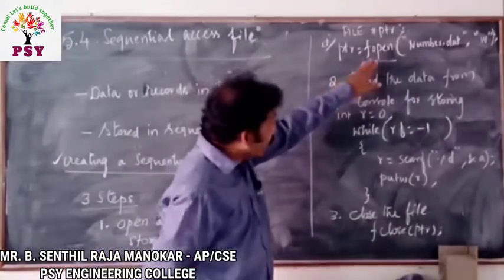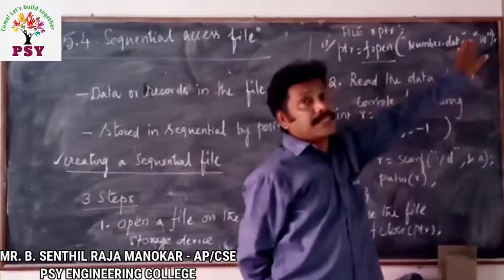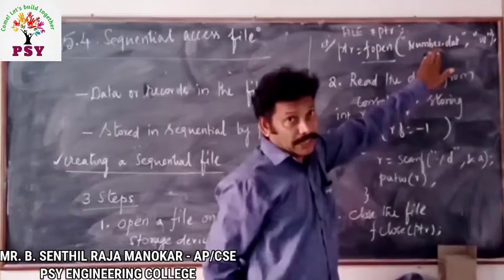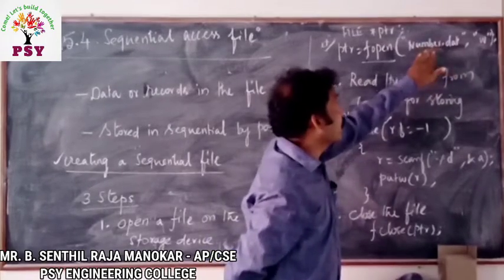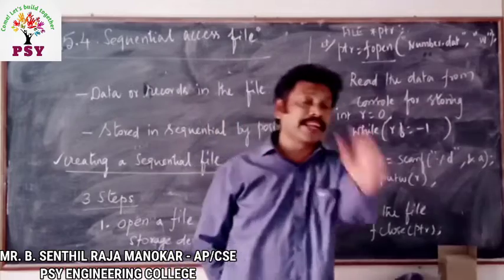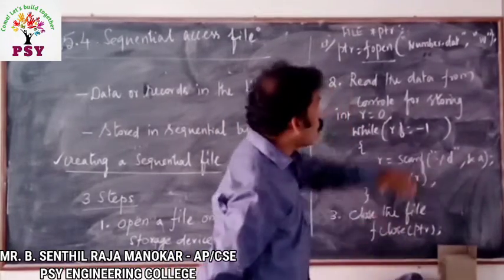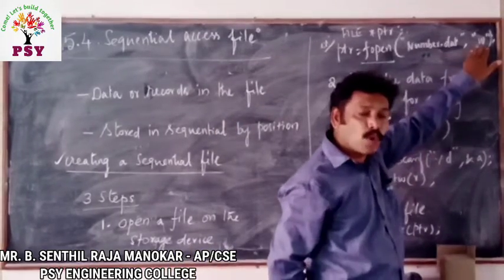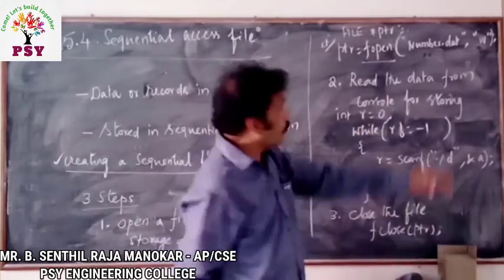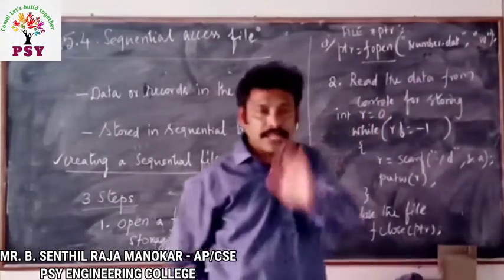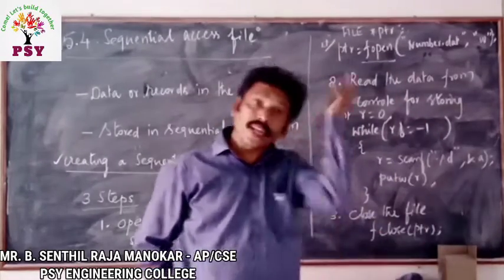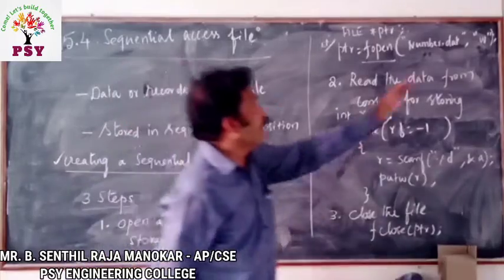The fopen function has two important parameters. One is the name of the file which you are going to open, and here I have mentioned number.dat, so the number.dat file is going to be created. The other is the mode: either writing mode, reading mode, or read-write mode. Here I have written w, that is nothing but writing mode. I already told all the modes in earlier classes.